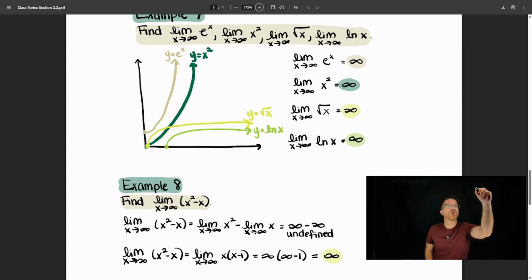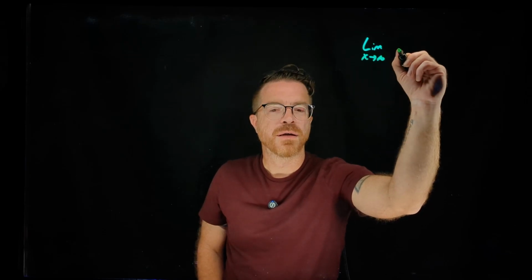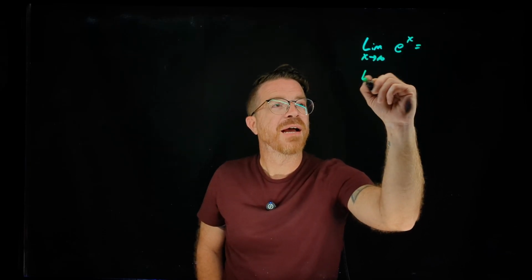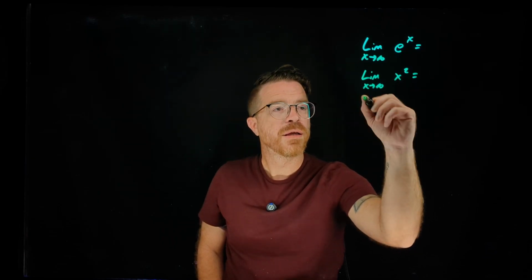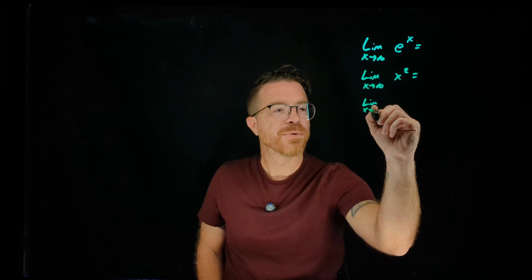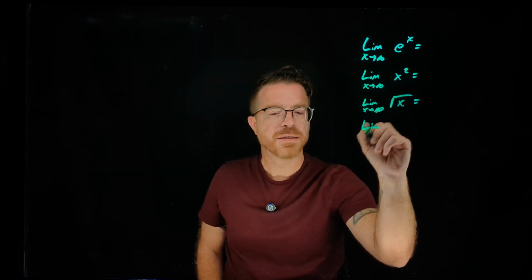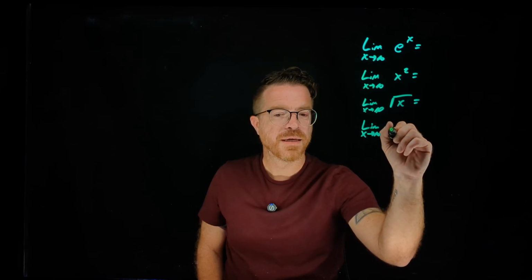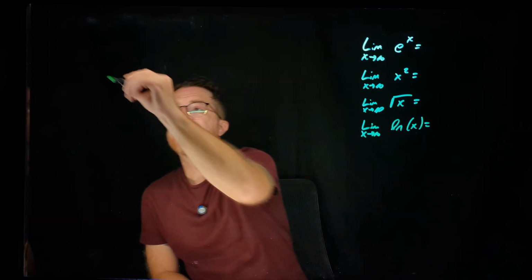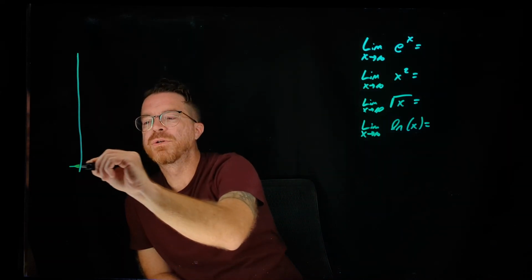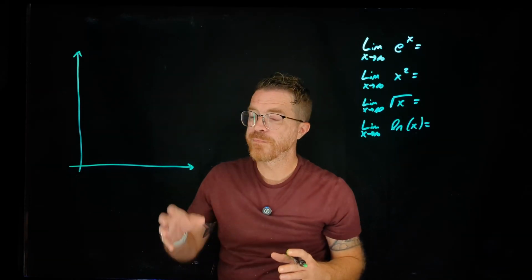So let's look at what's happening with these. Let's say, for example, we had the limit as x approaches infinity of e to the x, the limit as x approaches infinity of x squared, the limit as x approaches infinity of square root of x, and the limit as x approaches infinity of natural log of x. So what we're going to do is graph this out. We're just going to look at what happens as x goes to infinity, so we're only going to be looking in quadrant 1 of our Cartesian graph.